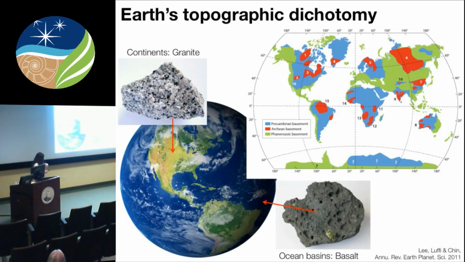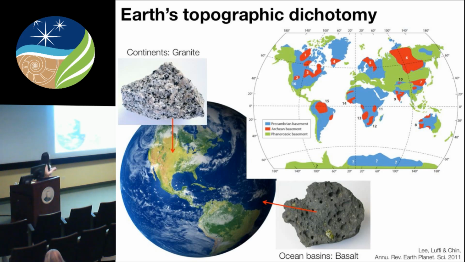So, as we all know, Earth is a unique planet because we have a topographic dichotomy that's manifested by the presence of two different types of crust. So we have continental crust, which is buoyant, high elevation, and granitic in composition, or andesitic. And then we have oceanic crust, which is low elevation, basaltic, and dense.